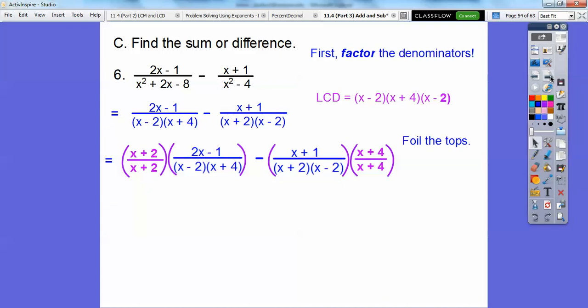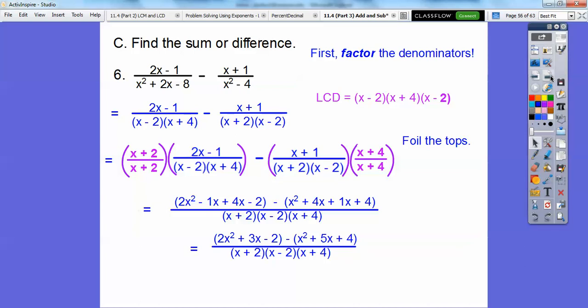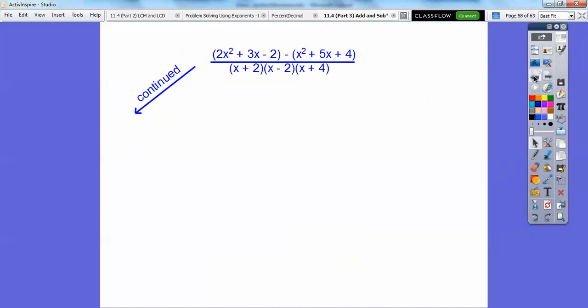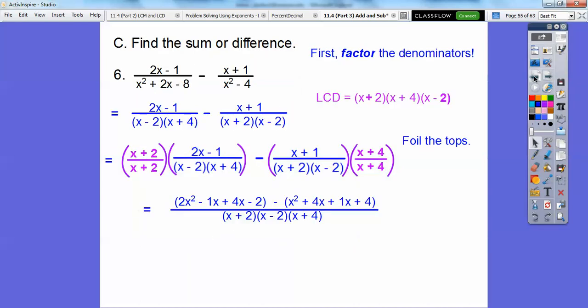Okay, so when we do that, we're going to get to this right here. Here it is. I did x times 2x is 2x squared. X times negative 1 is negative 1x. 2 times 2x is plus 4x. And finally, 2 times negative 1 is negative 2. Okay, now notice there's a minus right here. So that's this minus right here. And we got to FOIL it out. And then at the end, we're going to distribute that minus sign through.